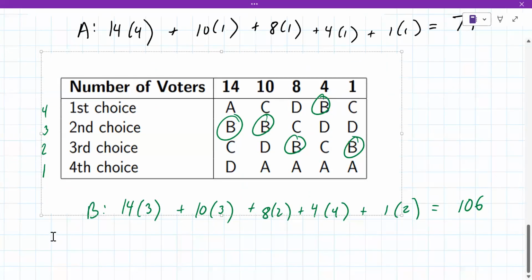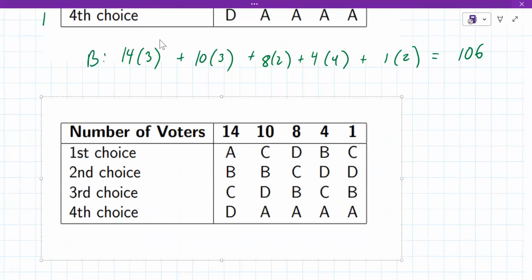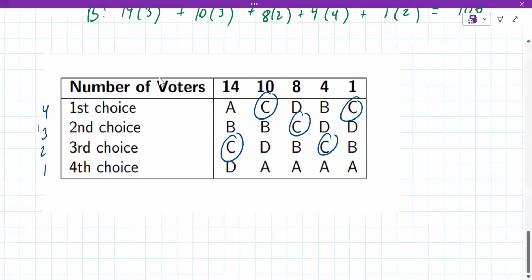Yeah. Okay, I'm gonna have you try C next. Let's circle them for you though. So you got C, C, C, C, and C. 1, 2, 3, 4. Gonna go ahead and try that for me, please.